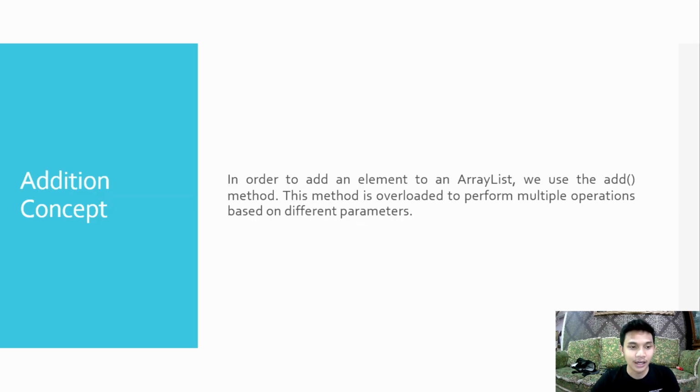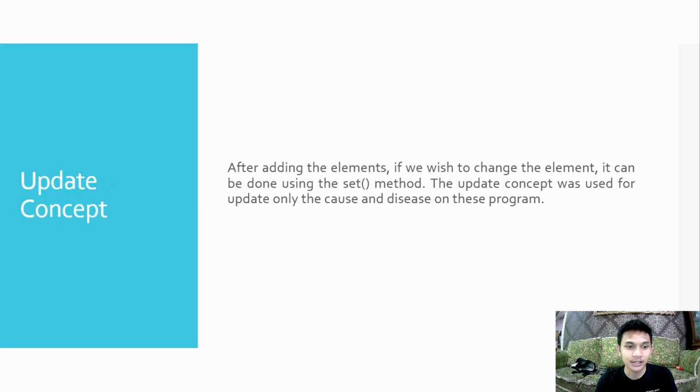Next is the addition concept. In order to add an element to an array list, we use the add method. This method is overloaded to perform multiple operations based on different parameters. And next is the update concept. After adding the elements, if we wish to change an element, it can be done using the set method. The update concept was used for updating only the cause and disease in this program.